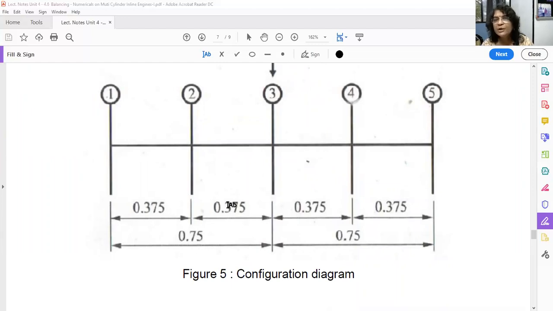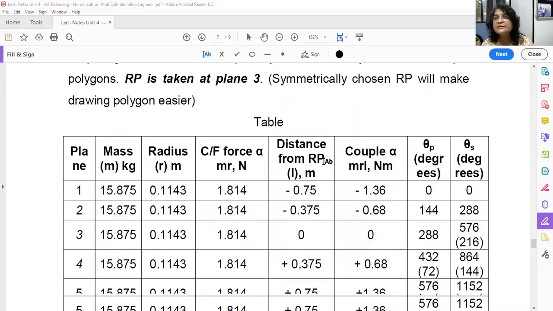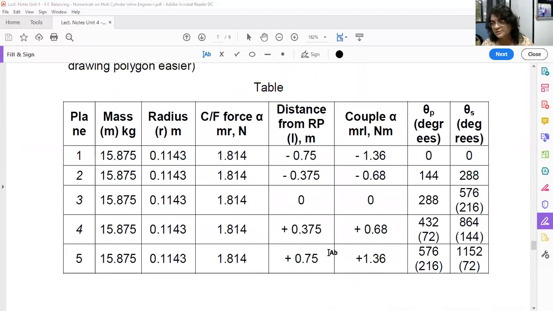Okay, for 2 it is minus 0.375 meter. For 4 plus 0.375, for 5 plus 0.75. So that is written here. See, distances minus, minus, 0, plus, plus. Okay. Now for the couple, take the product of these two, MR into L. When you want to find the actual value of couple, you have to multiply by omega square. For primary couple, for secondary couple, you have to divide by n. Okay. So minus 1.36, minus 0.68, then 0, this one.